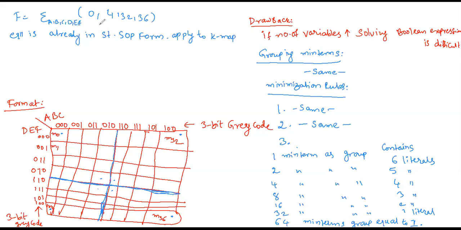Wherever the minterms are presented, in those boxes keep 1. M0 is 1, M32 is 1, M36 is 1. Generally, the corners are adjacent to each other. So with 4 minterms, we can form one group. This is one group, G1. So the final expression is F is equal to G1.